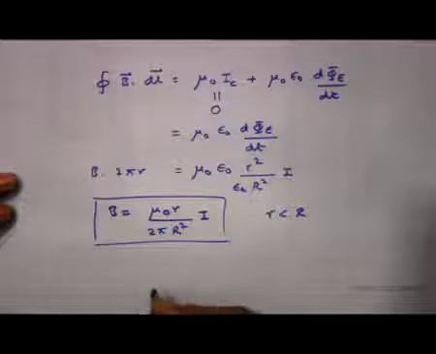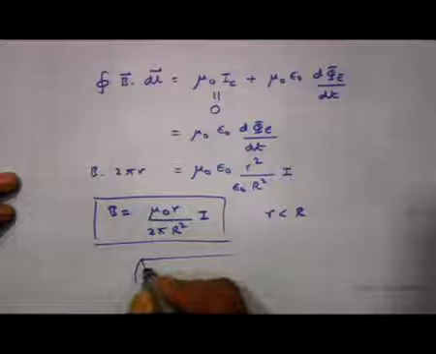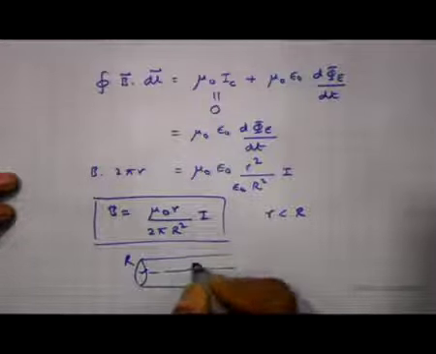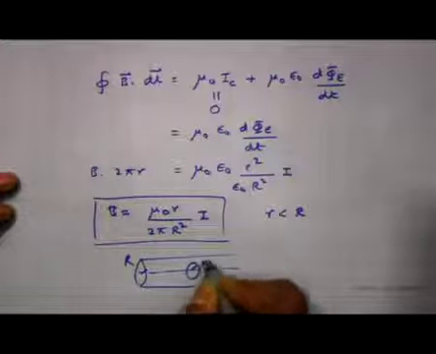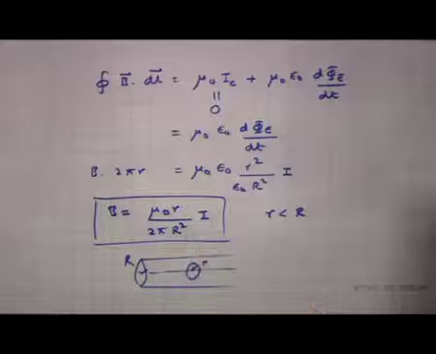Now, I leave this as a problem to you, that you can show that if you take a conductor of radius capital R, that is the axis, and if you calculate the magnetic field at a distance r from the axis within the conductor, you will get exactly the same expression as this.